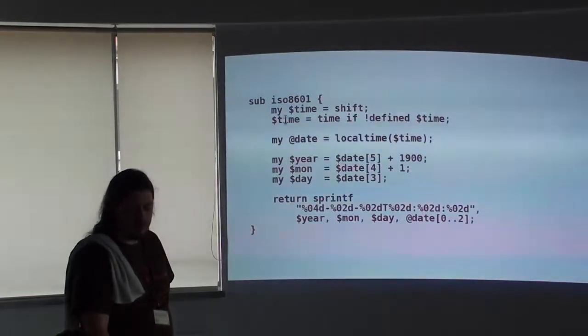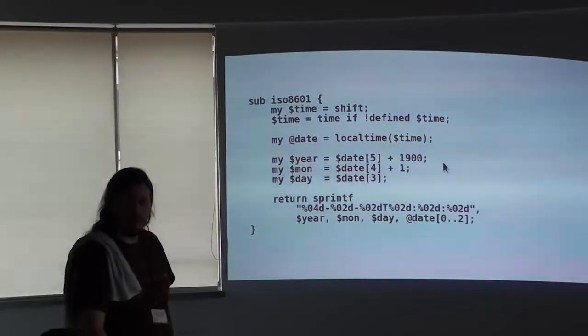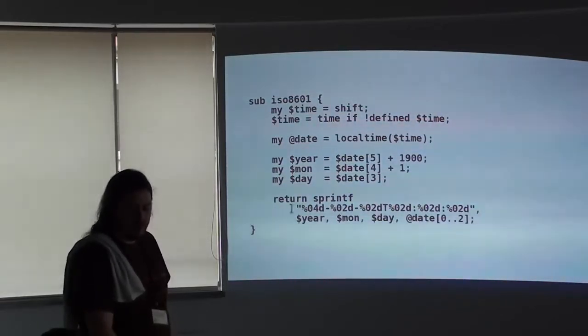So we pass in a time or use the system time if there wasn't one, and then we get the date from that with the date conversion. We must not forget to add 1 to the month because it starts with 0, and add 1 to the year because it's defined that way. And then we format what we just got as a result and put out the timestamp: year, month, day, and the time with a T in between.